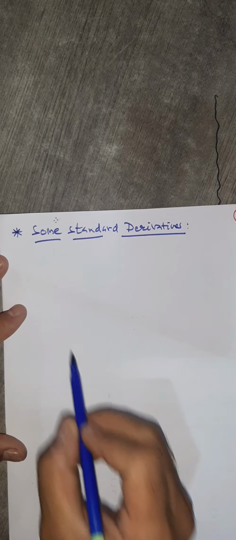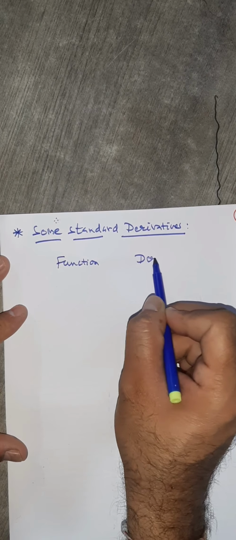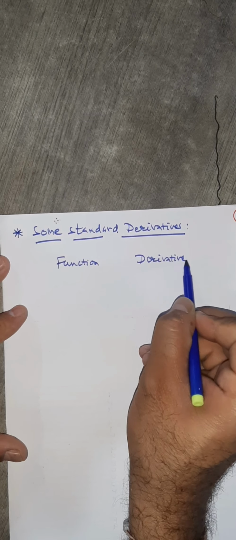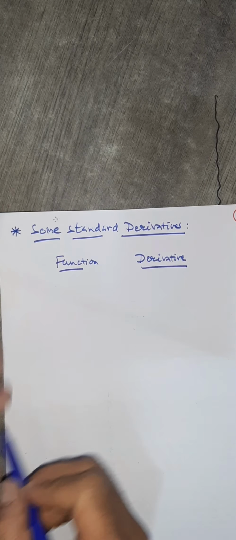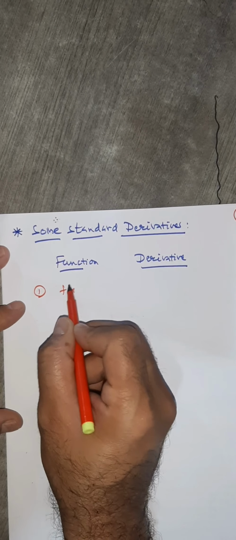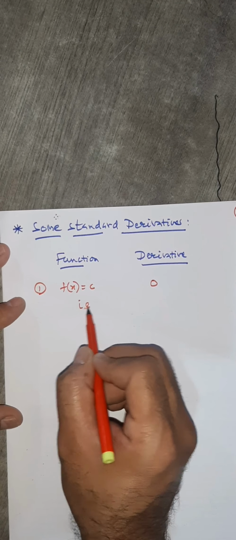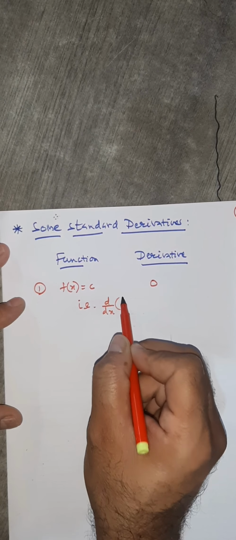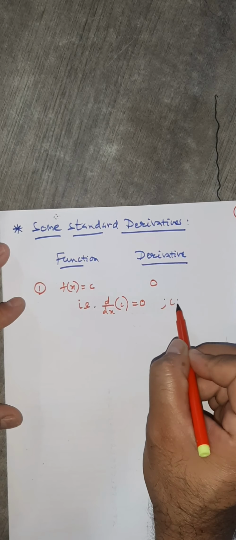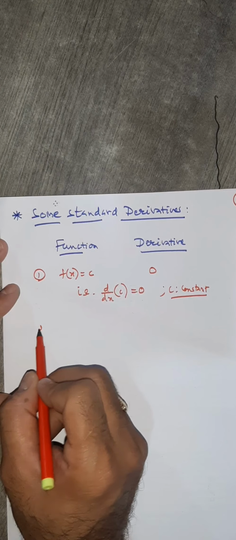Standard derivatives means derivatives of some standard functions. So I'll write here function and here its derivative. Function and its derivative. Okay. So first one, if f(x) equals c, a constant function. You know it, derivative is 0. That is, what I'm trying to tell you is d by dx of any constant is 0, where c is constant. Derivative of any constant is 0.